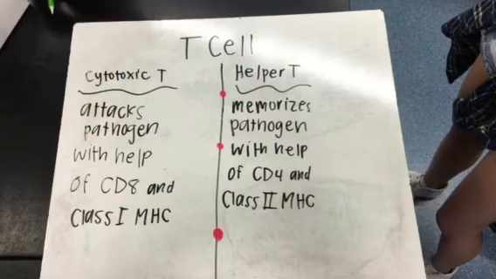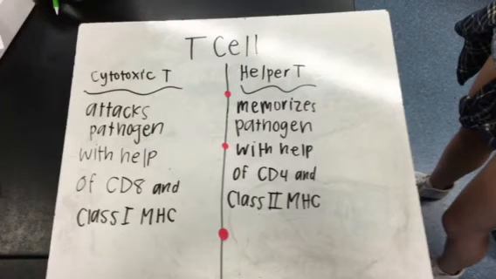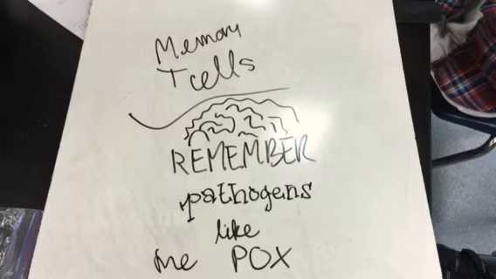There are two types of T cells, cytotoxic T and helper T. Cytotoxic T attacks pathogen with the help of CD8 and class 1 MHC. Helper T memorizes pathogen with help of CD4 and class 2 MHC. Memory cells remember pathogens, like the smallpox.